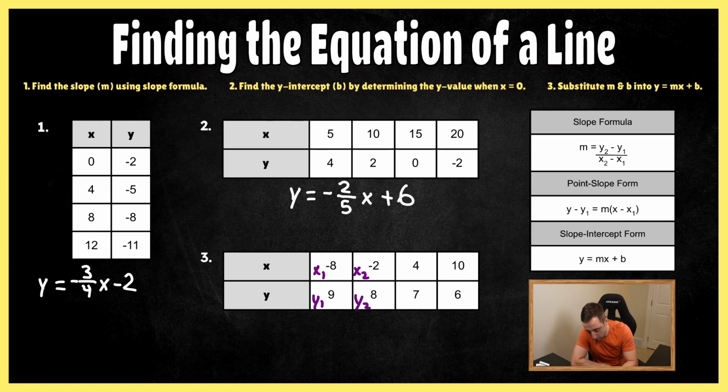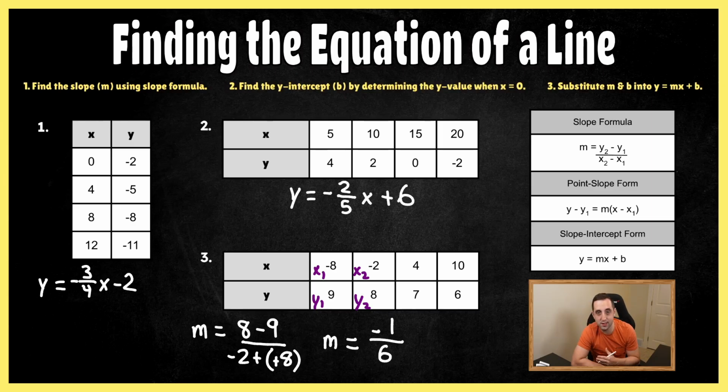We'll plug it into the slope formula. So we have m equals 8 minus 9 up top, over -2 minus -8. I notice in my denominator we're subtracting a negative, meaning that the denominator is going to turn positive. So we have m equals 8 minus 9 is -1 over negative 2 plus 8. That's going to give us a positive 6.